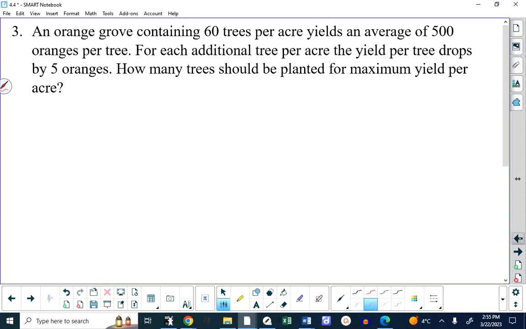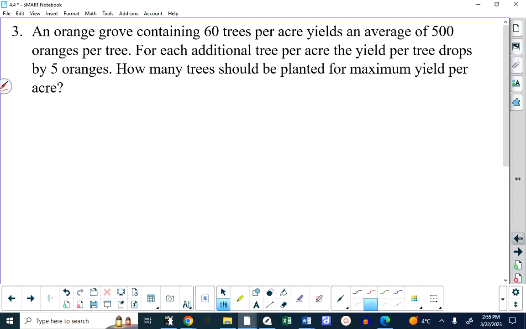An orange grove contains 60 trees per acre. I don't know if you know how big an acre is, but it's a certain area of land, and they plotted 60 orange trees on there. And past experience says that you get, in the growing season, 500 oranges per tree. I don't know if this makes sense, but if you plant more trees in that same space, each tree is going to give you less oranges.